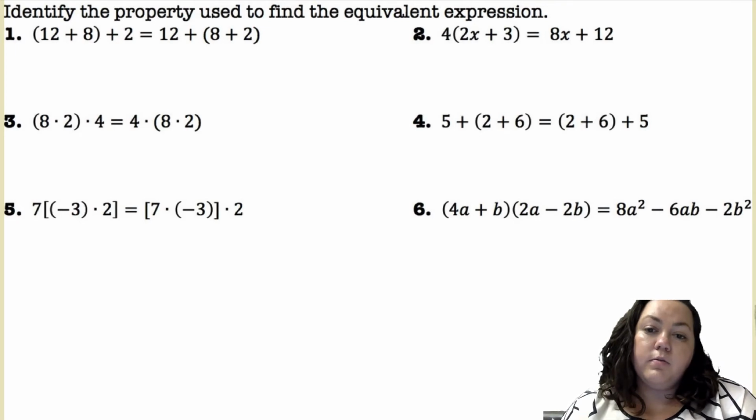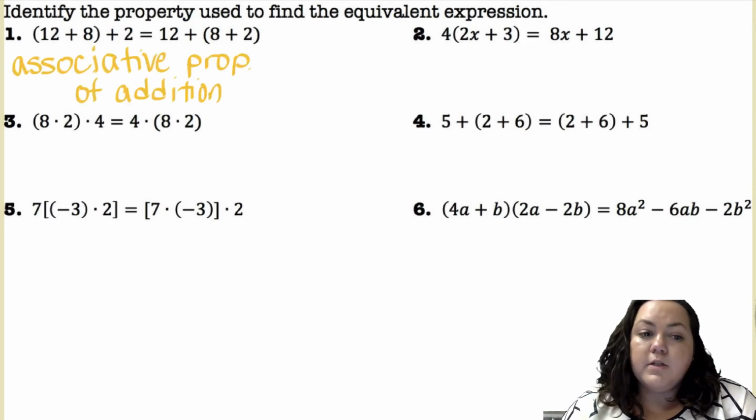Okay, did I distribute? Does it look totally different? No. Did the order of the numbers change? So 12, 8, 2, 12, 8, 2? No. So this must be the associative property. And because everything I'm doing here is addition, it's the associative property of addition.